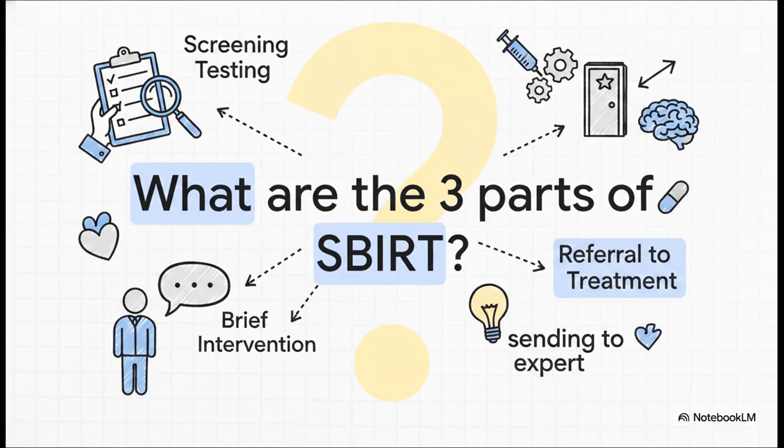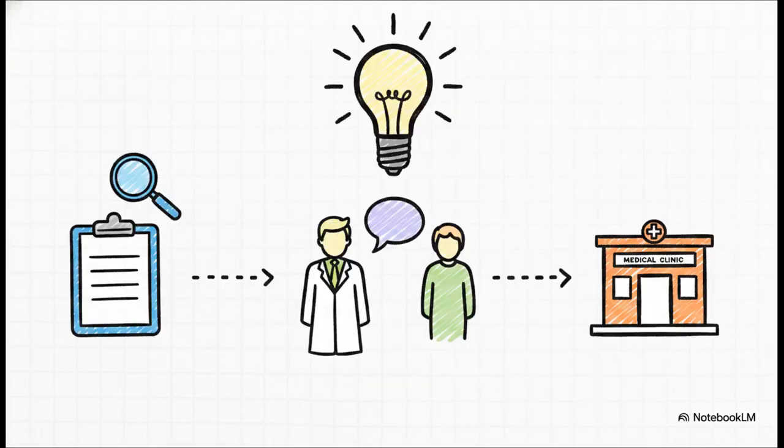Awesome. Moving on to question number 2. What are the 3 main parts of the SBIRT acronym? Remember, this is that step-by-step process a doctor uses to test a patient, give them some quick advice, and then send them to an expert. And here are the answers. SBIRT stands for screening, brief intervention, and referral to treatment. These 3 steps are so crucial because they safely guide the patient from their very first test all the way to getting the specialized help they need to recover.